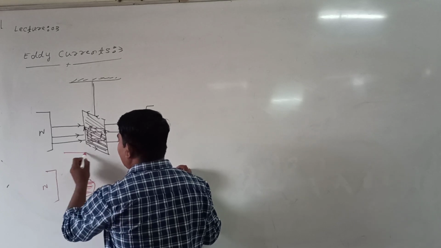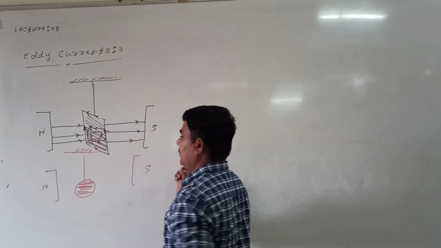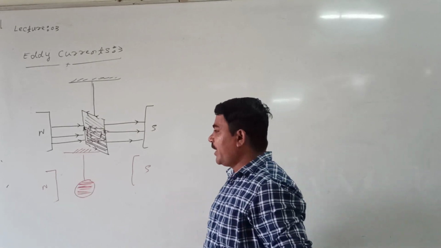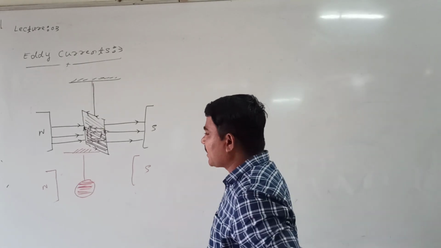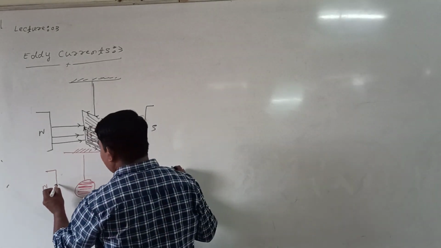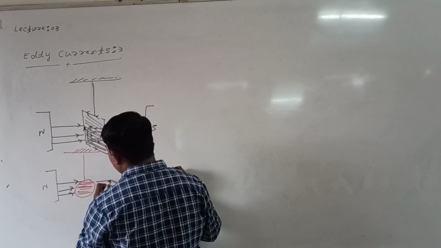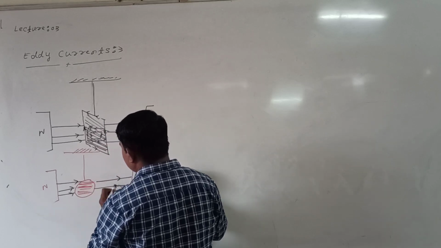This solid sphere is freely suspended. Here, how can the eddy current be produced? We know the magnetic field lines. How do the magnetic field lines travel? These are the given magnetic field lines. They pass through the given surface, perpendicular to the surface.